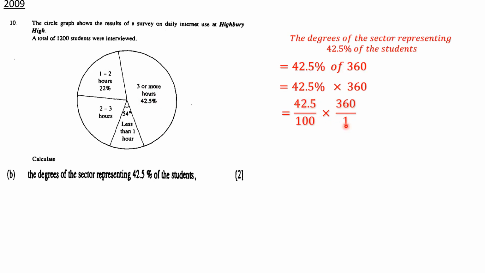The reason it's times is because we're trying to find 42.5% of 360. We multiply 42.5 by 360, which is 15,300. Then 100 times 1 is 100. So we divide 15,300 by 100, which is 153. And so the answer is 153, the degrees representing 42.5% of students.